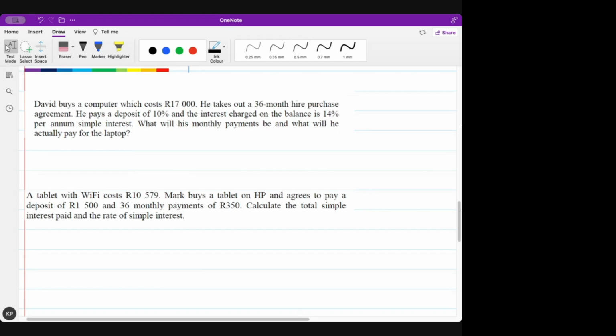Okay, let's look at David, who buys a computer. These people are buying a lot of laptops and computers, hey? That costs 17,000 Rand this time. He takes out a 36-month hire purchase agreement with a deposit of 10%, and the interest is charged at 14% per annum simple interest. So the first thing they're asking is his monthly payments and what he actually pays for the laptop.